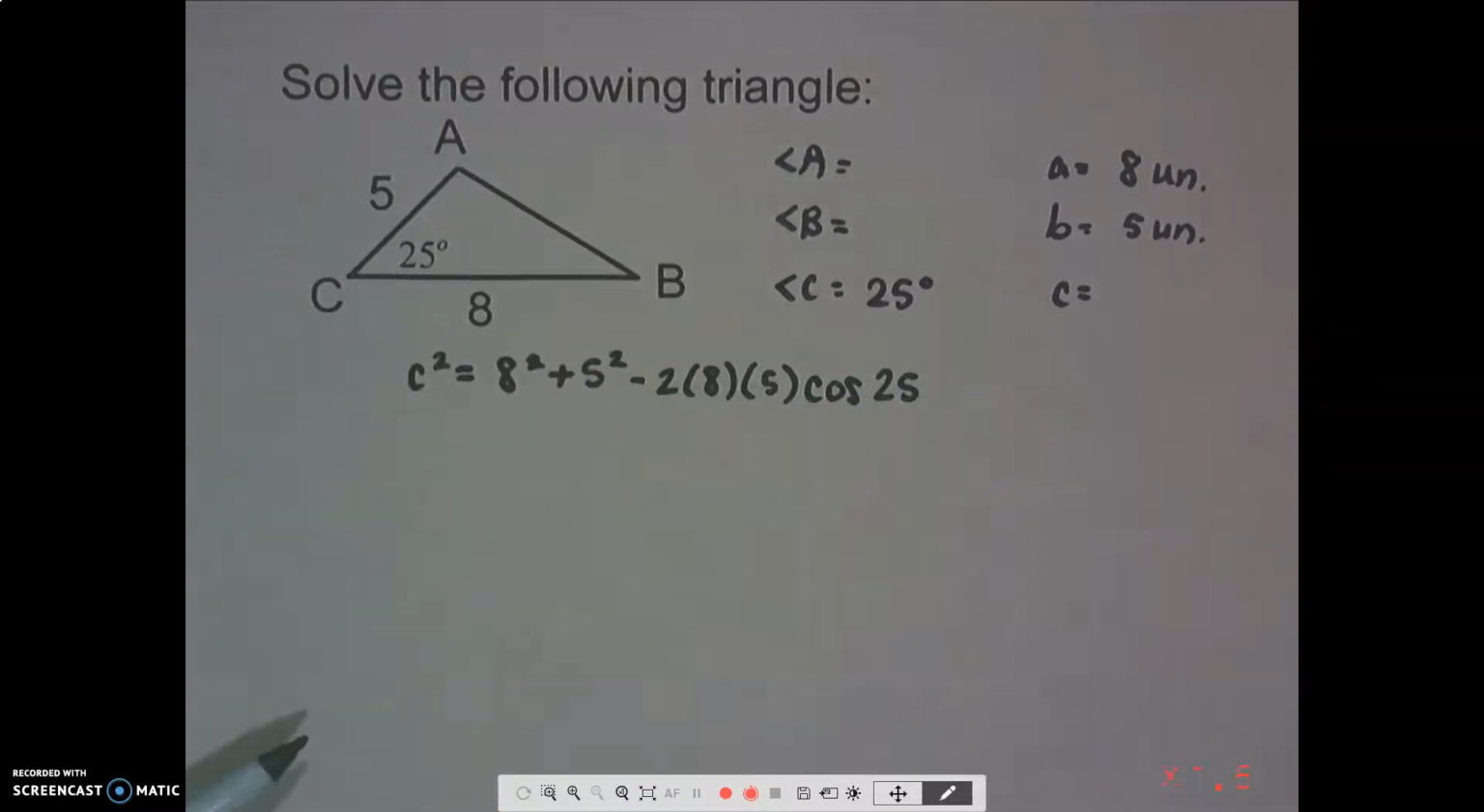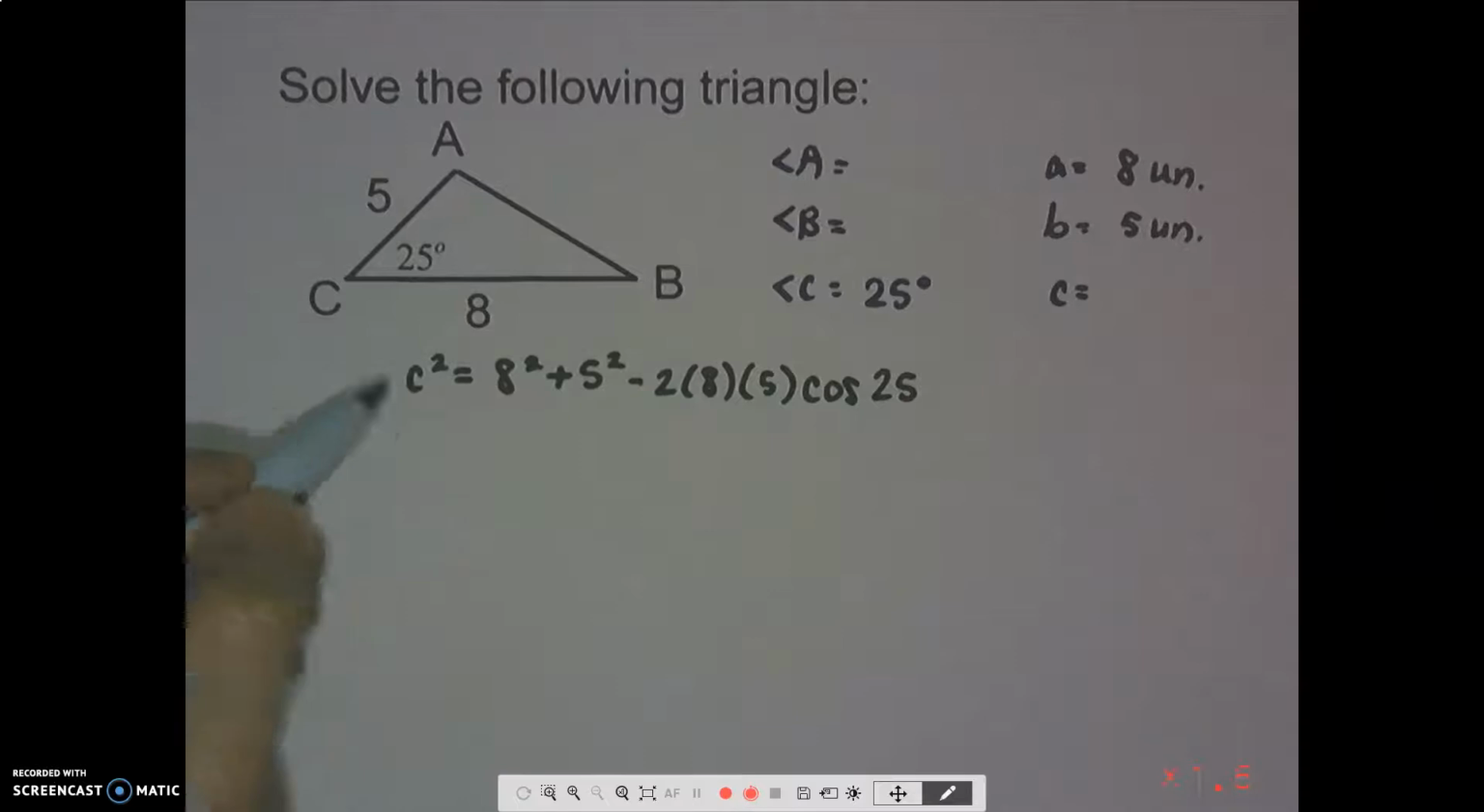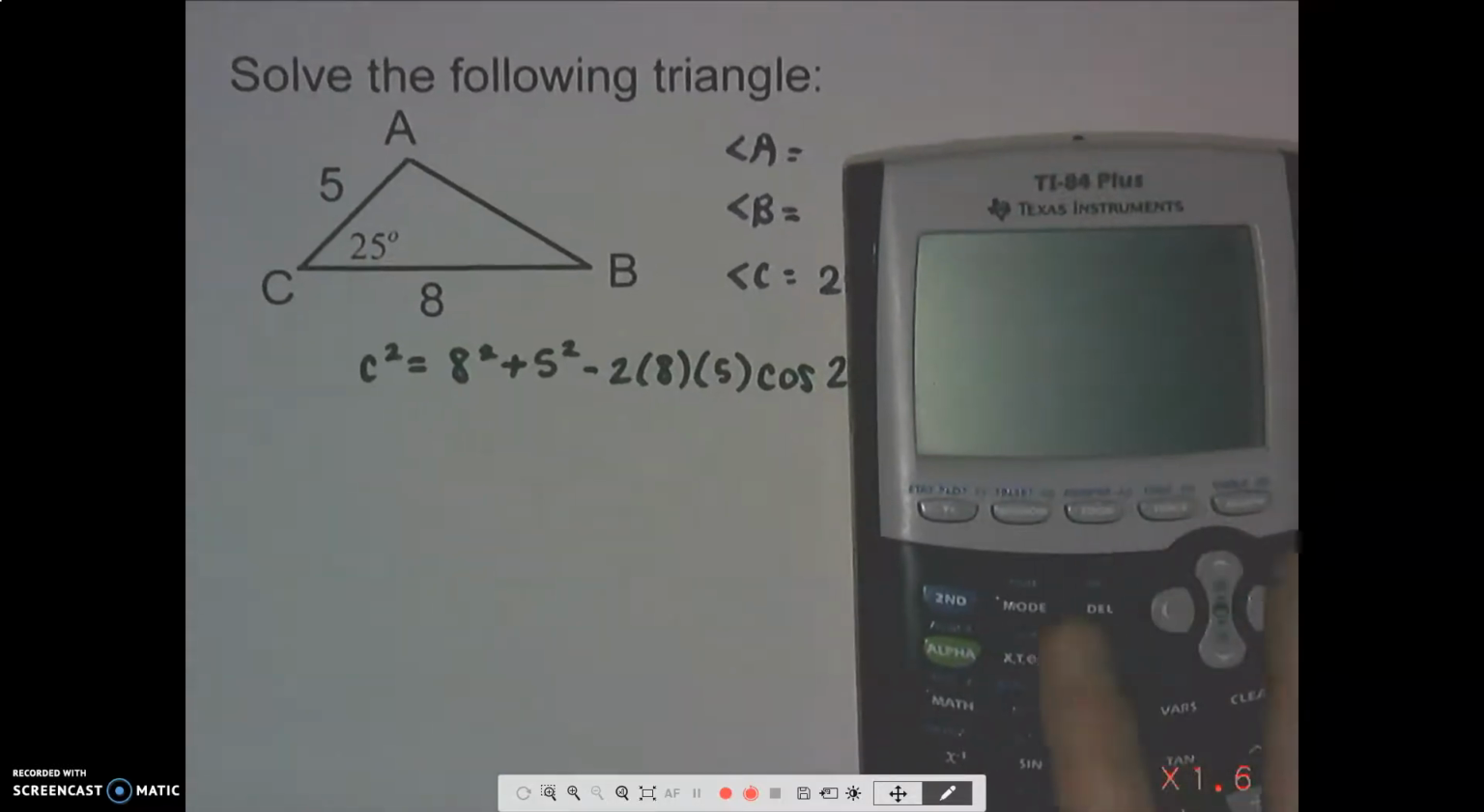Now when you're finding a side length, I think these are pretty easy questions because you can type this all into the calculator at once.